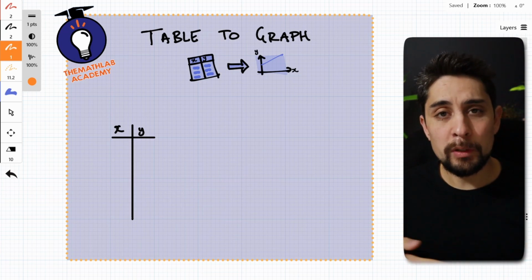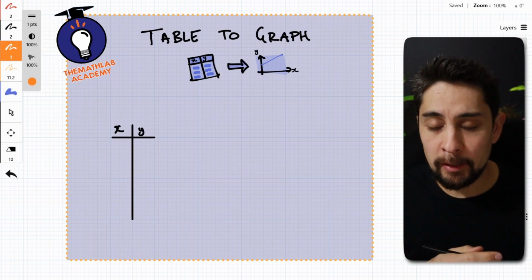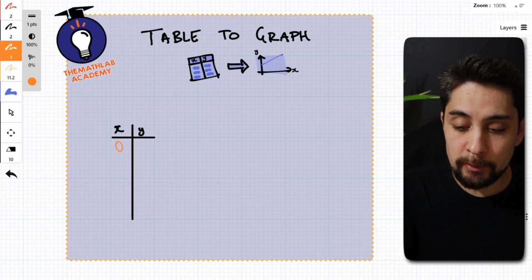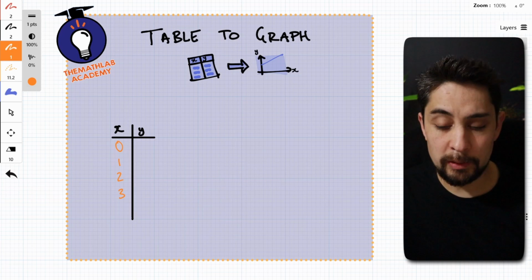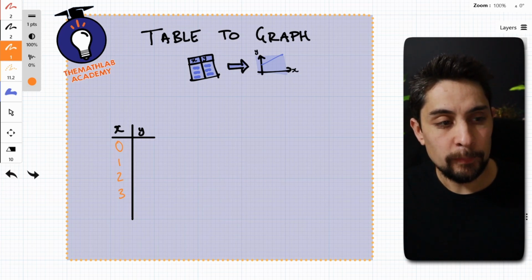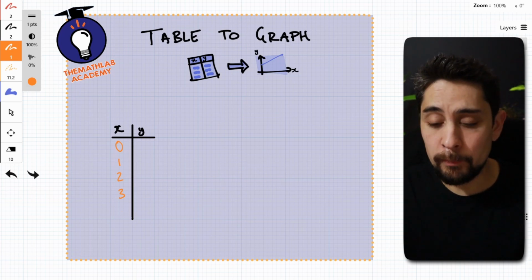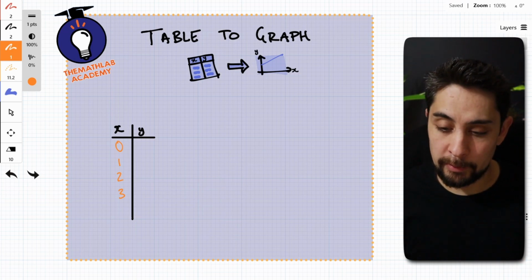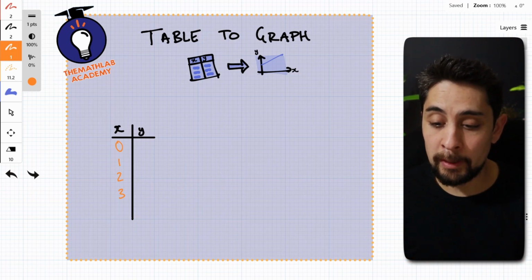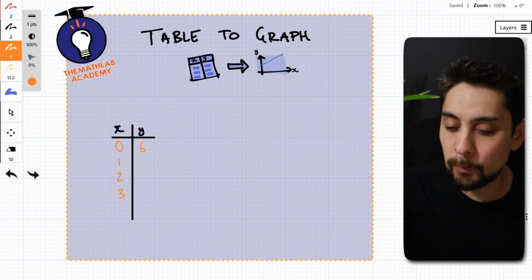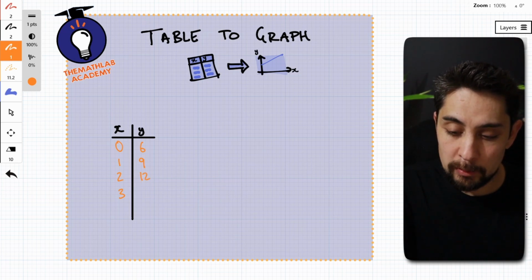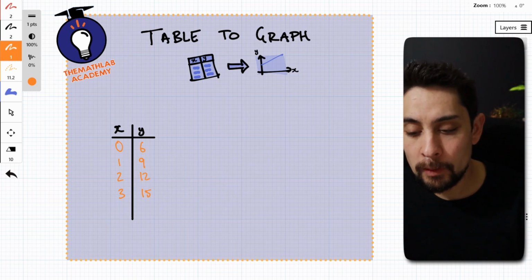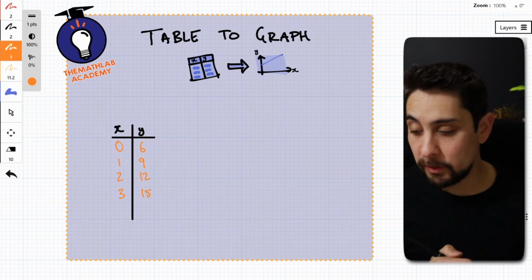For this first one, we're just going to set up a very basic linear graph. So we're going to start at the number 0 and increase by 1 each time. These numbers do continue on, however we're just going to go from 0 up to 3 and see what that looks like on our graph. Now I'm just going to pick some numbers for our Y value. Let's start with the number 6, and then let's go up in threes. So 9, and then 12, and then 15. These are our values that we're going to plot.